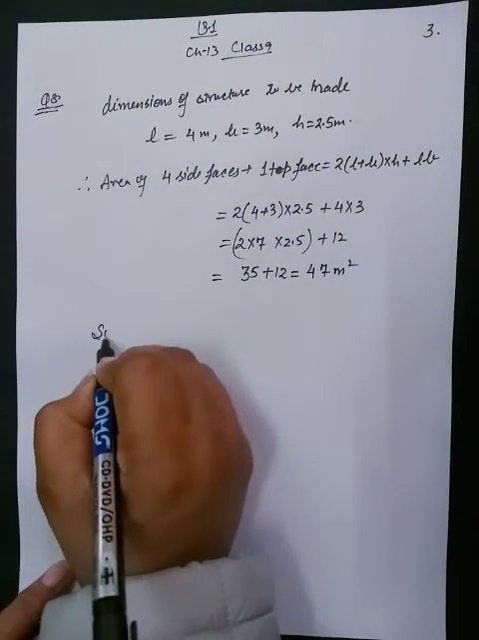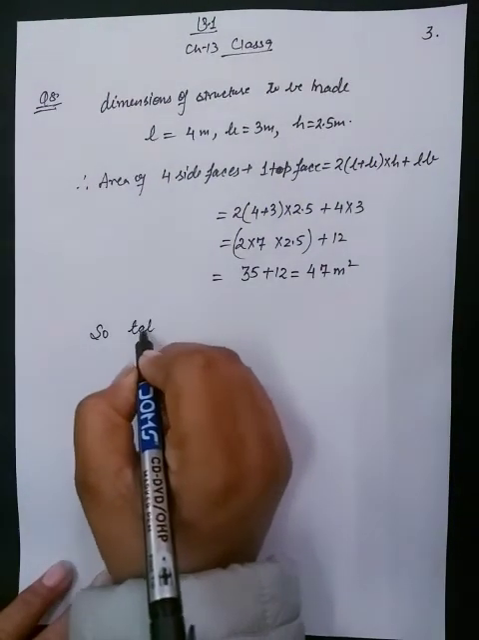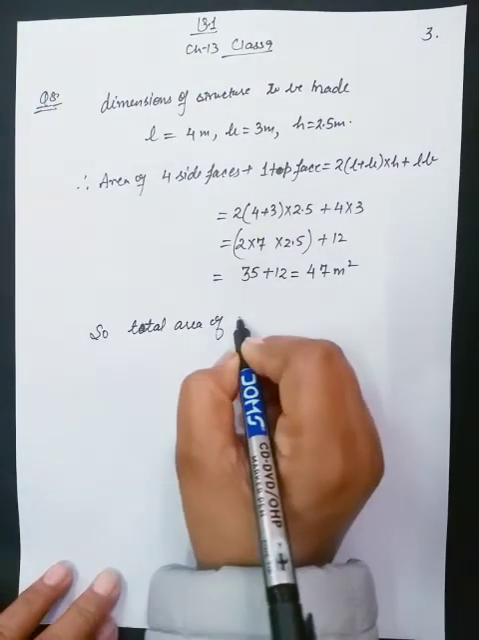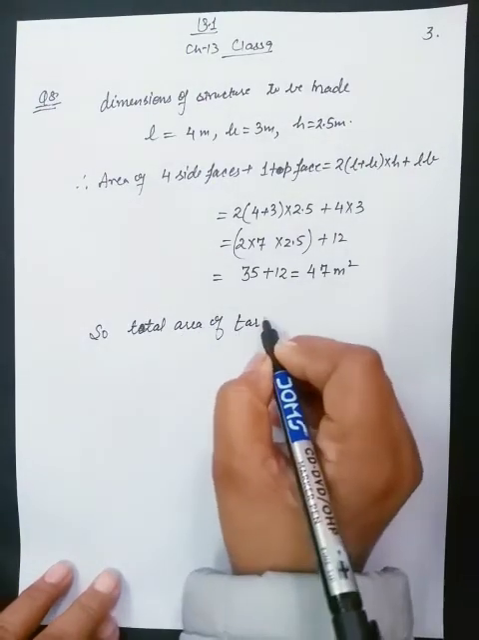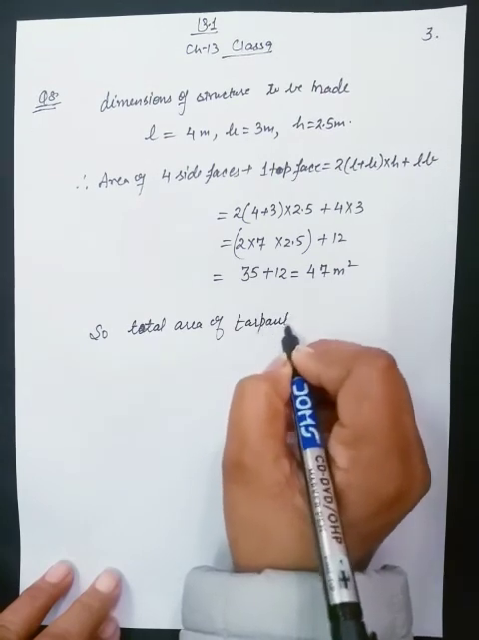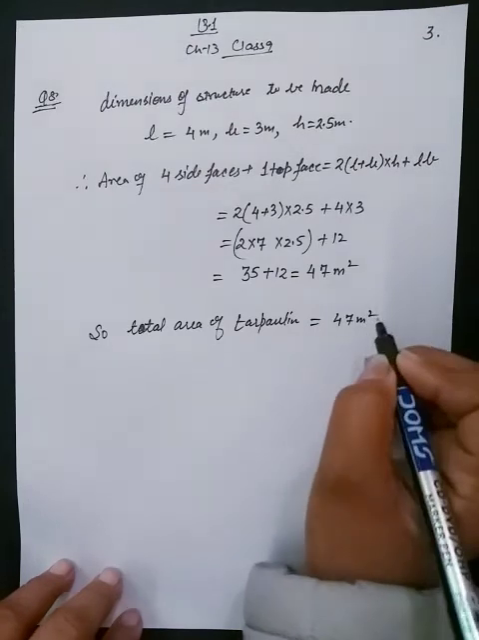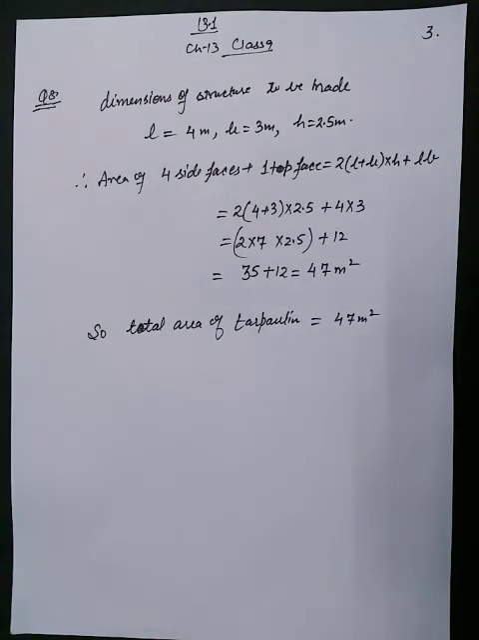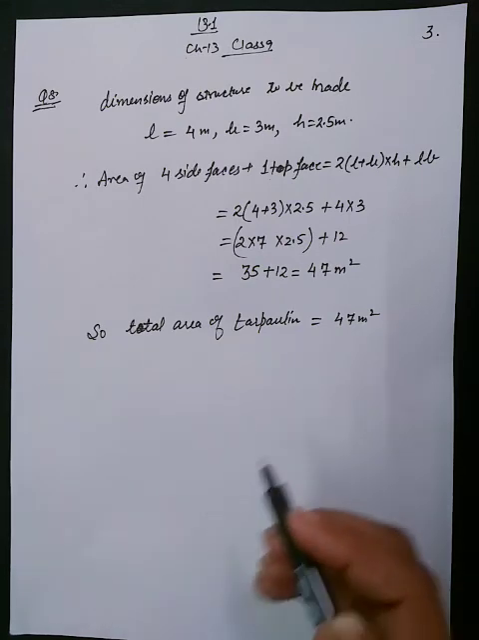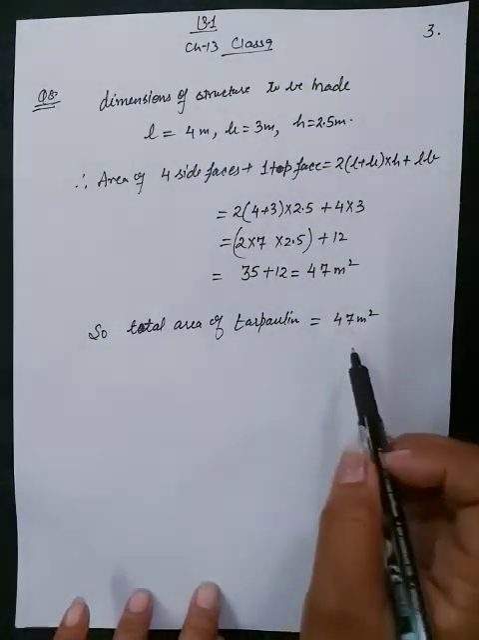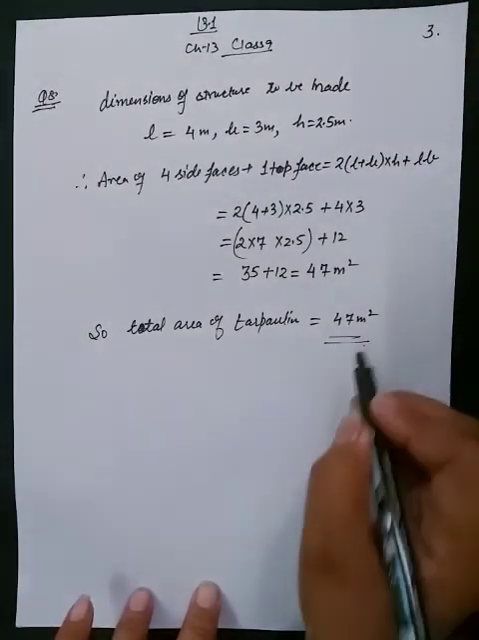So total area of tarpaulin is equal to 47 meter square, because this structure we have to make by using a cloth, and the area of that will be equal to the area of the structure, so it will be 47 meter square.